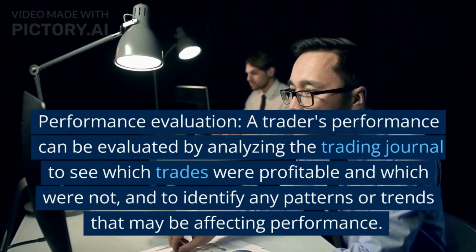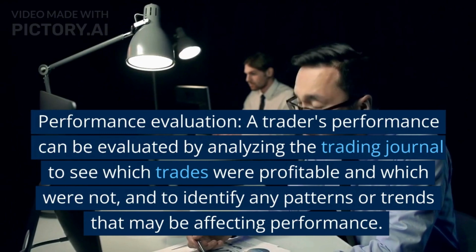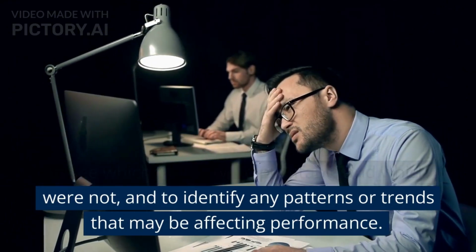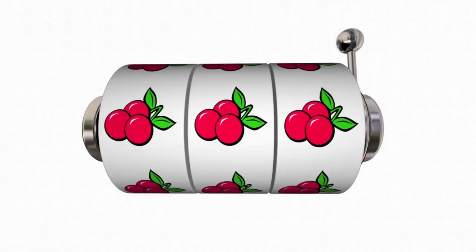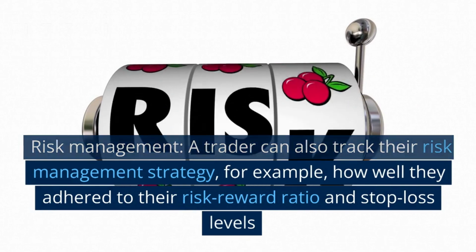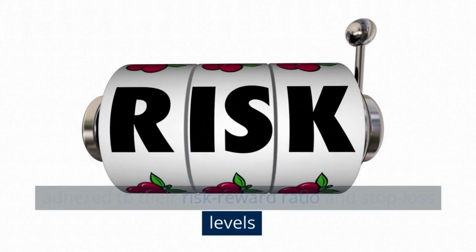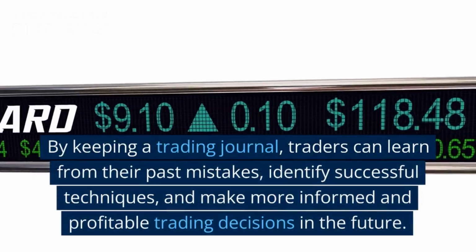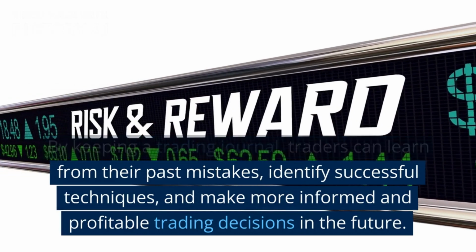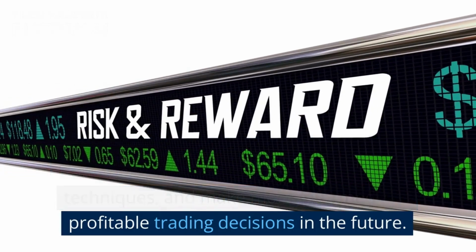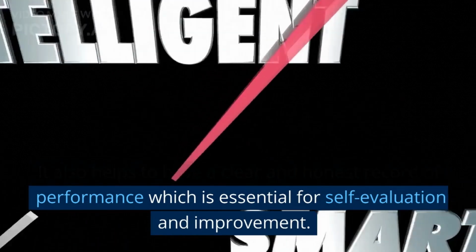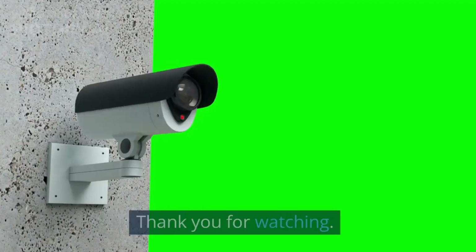Performance evaluation. A trader's performance can be evaluated by analyzing the trading journal to see which trades were profitable and which were not, and to identify any patterns or trends that may be affecting performance. Risk management. A trader can also track their risk management strategy, for example, how well they adhered to their risk-reward ratio and stop-loss levels. By keeping a trading journal, traders can learn from their past mistakes, identify successful techniques, and make more informed and profitable trading decisions in the future. It also helps to have a clear and honest record of performance, which is essential for self-evaluation and improvement.